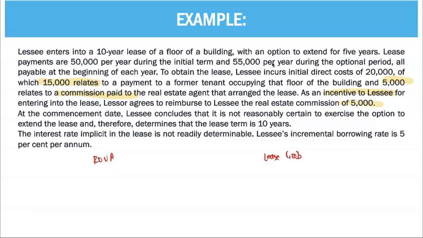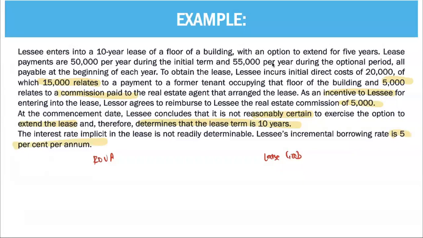At the commencement date, the lessee concludes that it is not reasonably certain to exercise the option to extend the lease and therefore determines that the lease term is 10 years. The interest rate implicit in the lease is not readily determinable, but the lessee's incremental borrowing rate is 5% per annum. Okay, so let's look into this example.